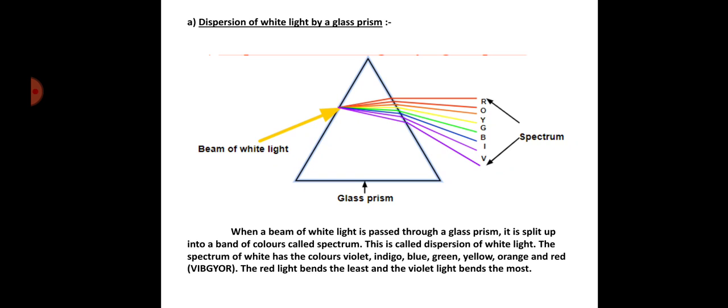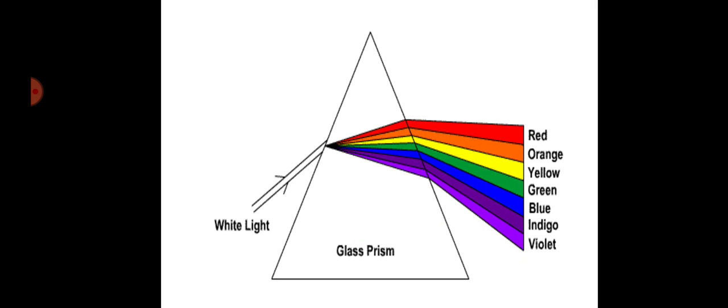The spectrum of white light has the colors violet, indigo, blue, green, yellow, orange and red, which is VIBGYOR. The red light bends the least and the violet bends the most. So this is the dispersion of light. It is shown here, see, a white light passes through a prism. So all 7 different colors are shown here.